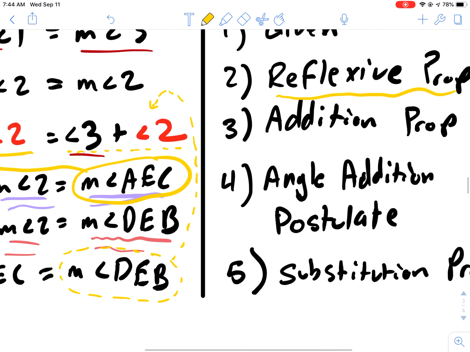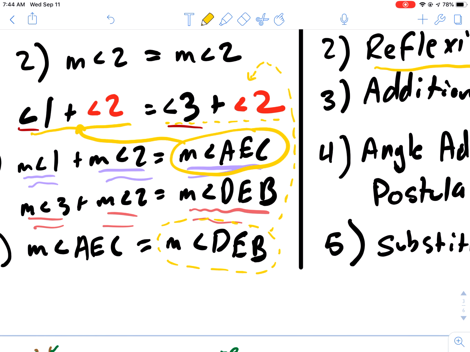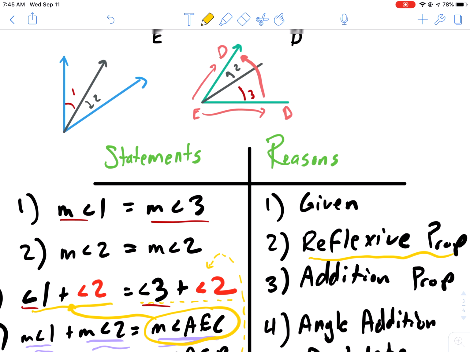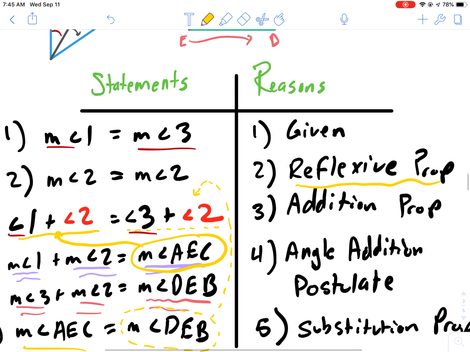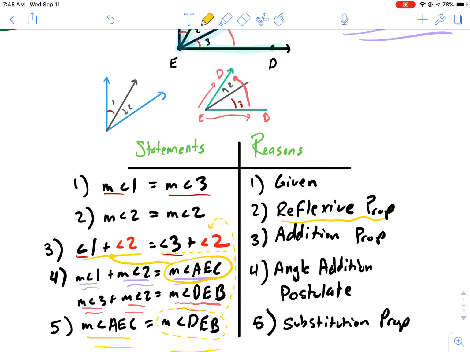We are substituting those two values into the equation, and as you can see, they're equal. Angle 1 plus angle 2 is equal to angle 3 plus angle 2. So those two values are the same. And it makes sense because 1 and 3 are equal, and 2 is equal, and they both have 2 inside of it. So naturally, these two angles are equal. And that is another example of a two-column proof.